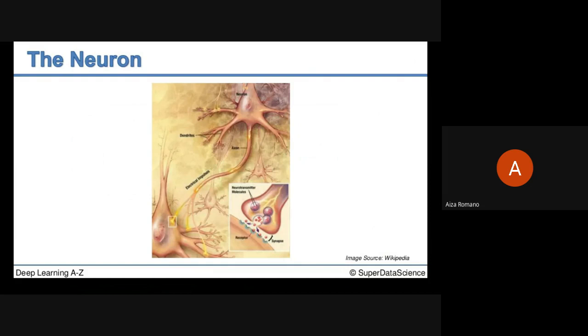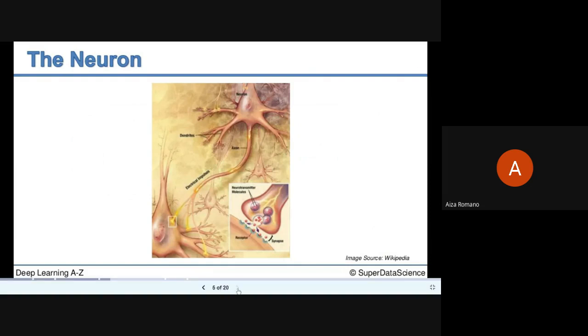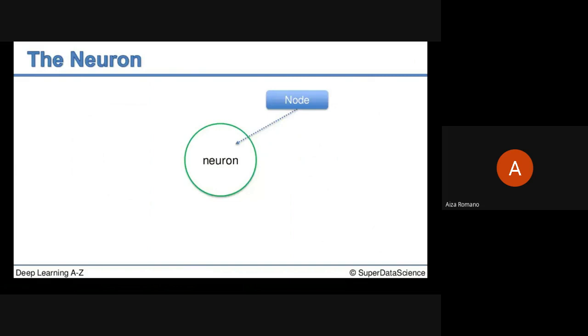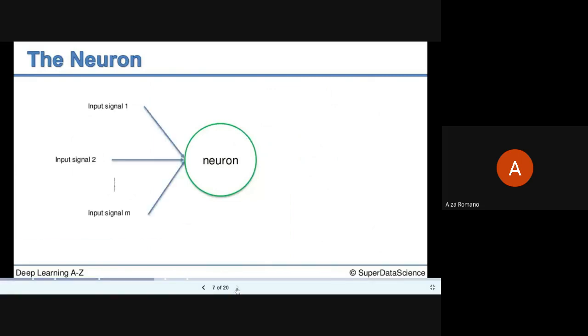Let's move on to how we're going to represent neurons, or how we're going to create neurons in machines. So now we're moving away from neuroscience and moving into technology. And here we go. So here's our neuron, also sometimes called the node. The neuron gets some input signals, and it has an output signal.